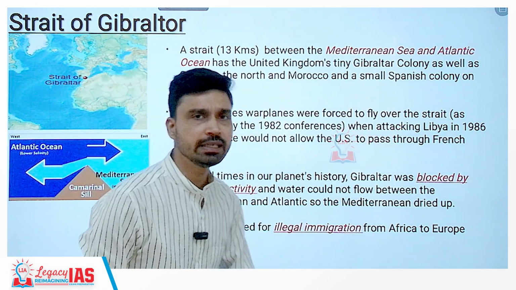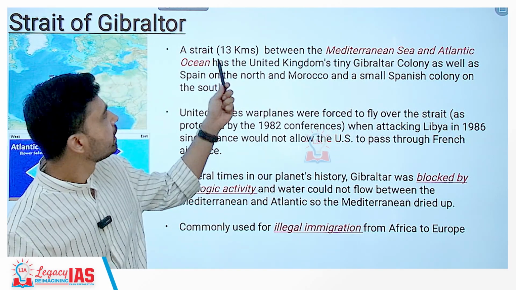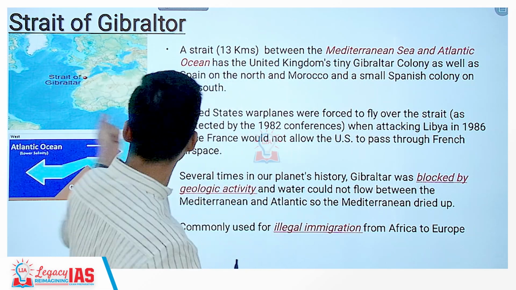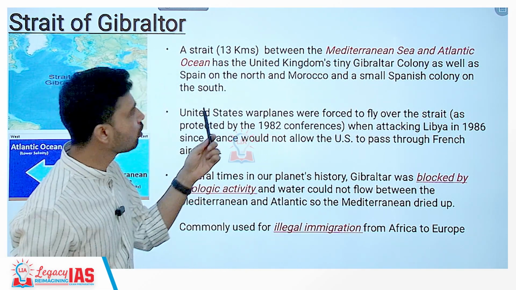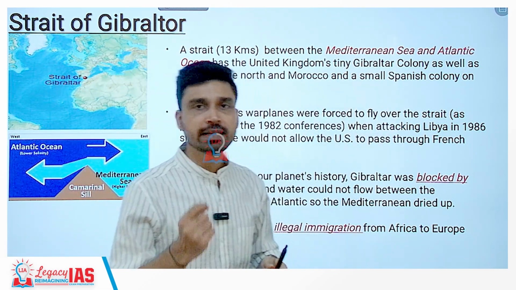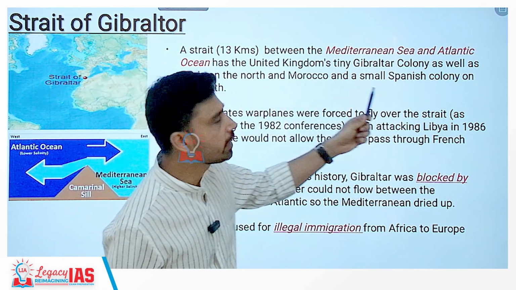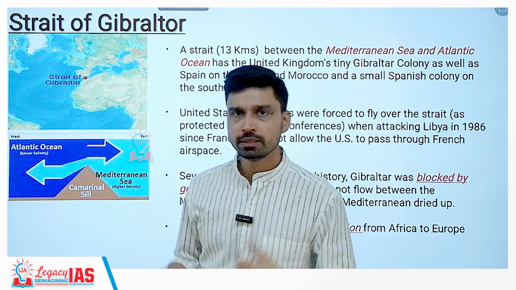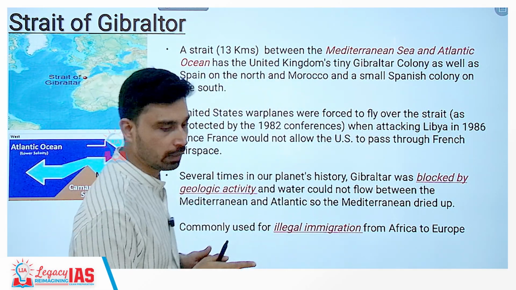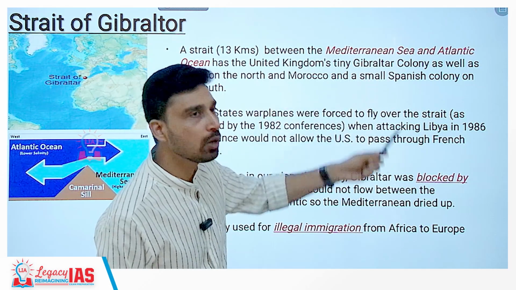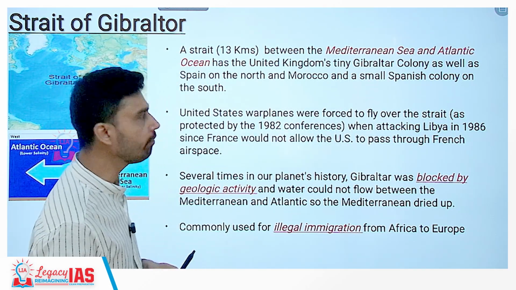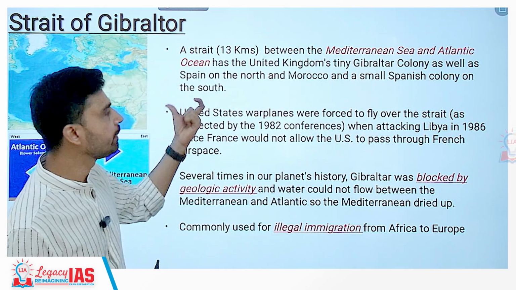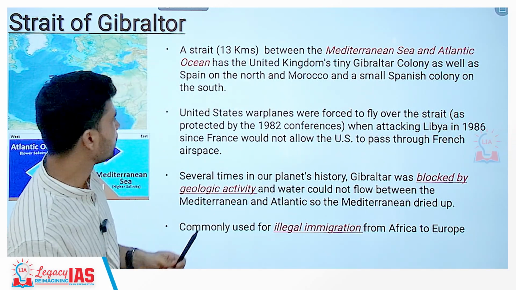More specifically, this is a very narrow strait, with a width of roughly 13 kilometers. Talking about the places that lie across the strait, on the northern side you have a tiny place called Gibraltar, which is a colony of the United Kingdom, as well as Spain, which is also situated on the northern end of the strait, as we know Spain is part of the European landmass. And then on the south, on the continental landmass of Africa, a small country, Morocco, is situated, and we also have a small Spanish colony to the south of this particular strait.